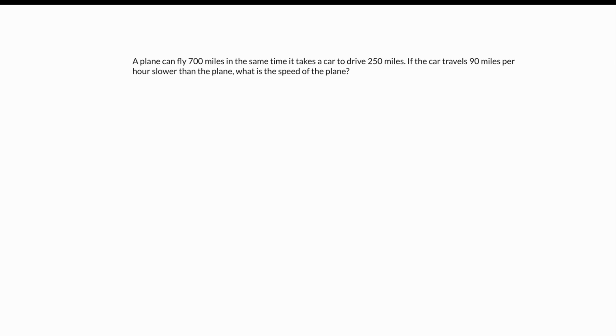A plane can fly 700 miles in the same time it takes a car to drive 250 miles. If the car travels 90 miles per hour slower than the plane, what is the speed of the plane?